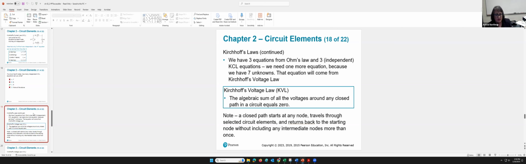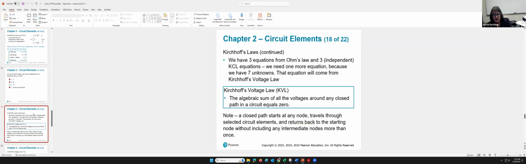But we have three from Ohm's law, which we've written out over and over again. So we know those, and then we have the KCL. Now we have another law that Kirchhoff came up with for voltage. The algebraic sum of all the voltages around any closed path in a circuit equals 0.